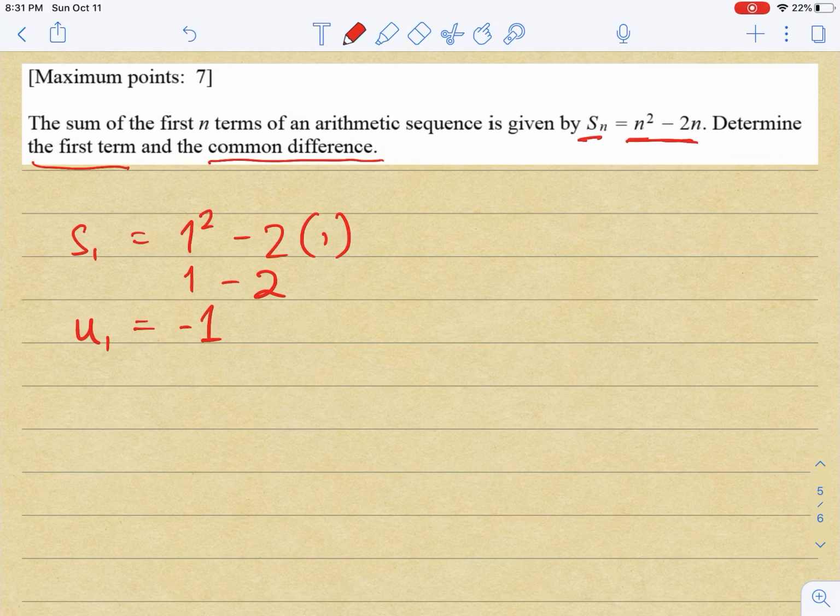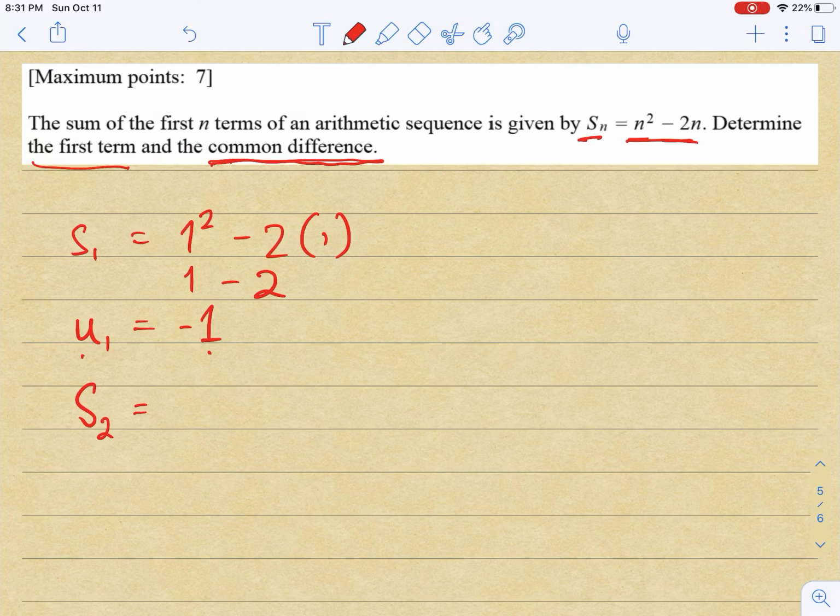Now, if I want the common difference, well, from one term to the next, I just subtract the previous term from the next term. So, if I know what the sum of the first 2 terms is, let's consider that. The sum of the first 2 terms is going to be the first term plus the second term. So let's think about this.